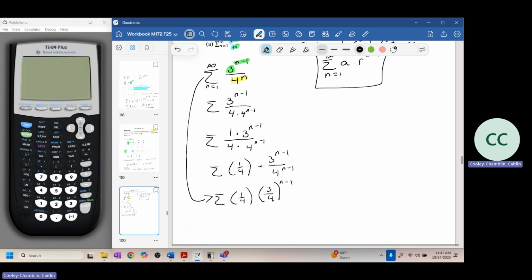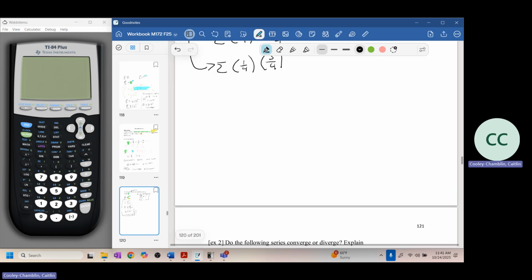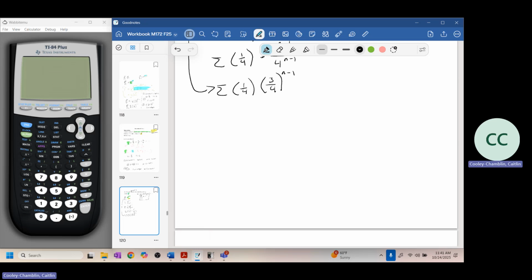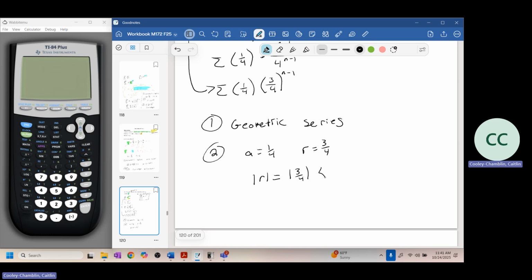So I'm going to write this below. So the three things Katie wants to see on the test. 1, we use the geometric series test. So this is a geometric series. 2, my A is 1/4. My R is 3/4. The absolute value of R is the absolute value of 3/4, which is less than 1.